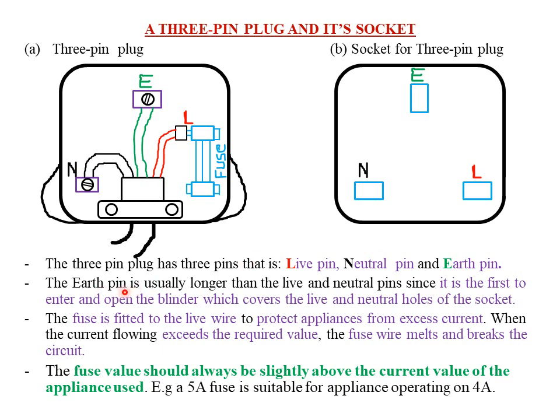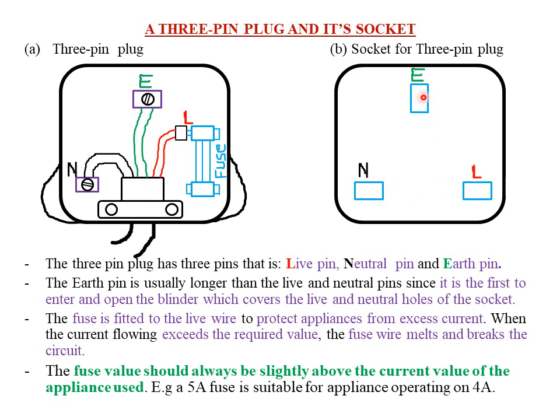Then the earth pin is usually longer than the live and the neutral pins, since it is the first to enter and open the blinder, which covers the live and the neutral holes of the socket. Just look at the charger of your smartphone, or the charger of your television, or even your laptop. You realize that there is a third pin which is usually longer, and it is usually on the other side as compared to the first two pins.